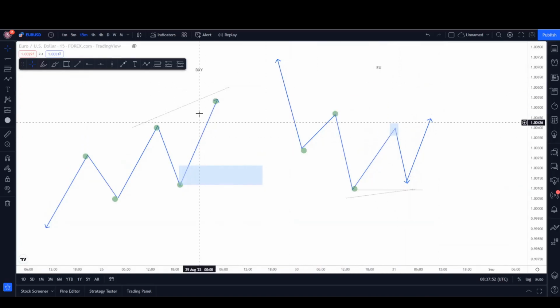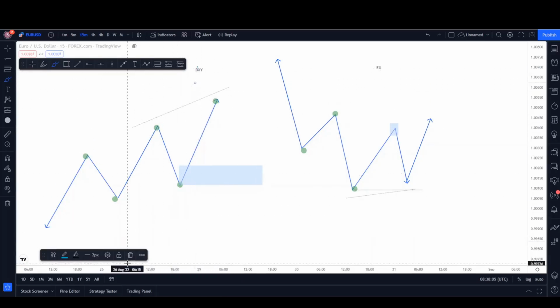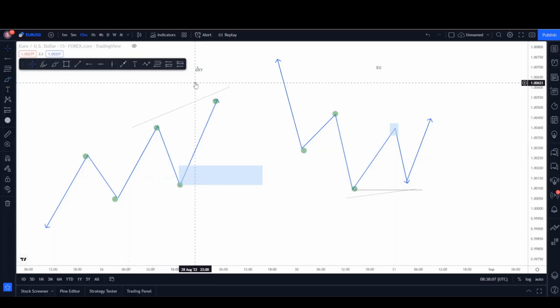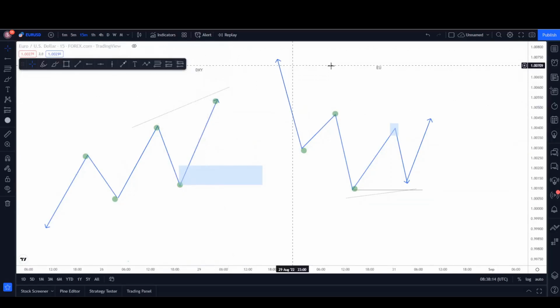So what is the point I'm trying to make? Basically, when we have SMT divergences between dollar and EU, let me just check my chart is still right. Yeah, I'll actually only trade EU. When we get an SMT divergence between the dollar and EU, one pair out of dollar and EU will change structure, and this is really important.